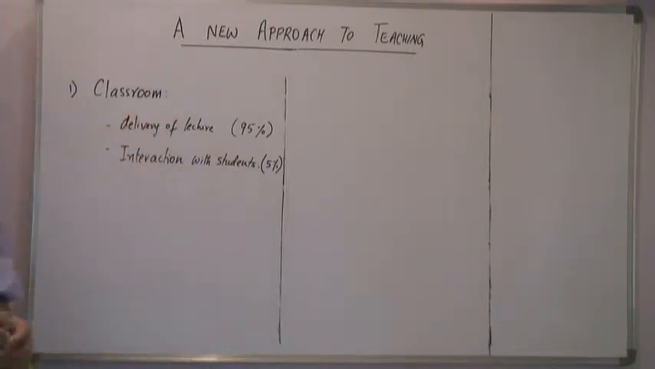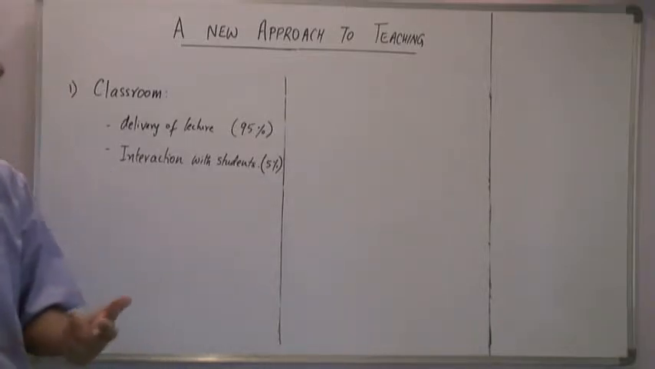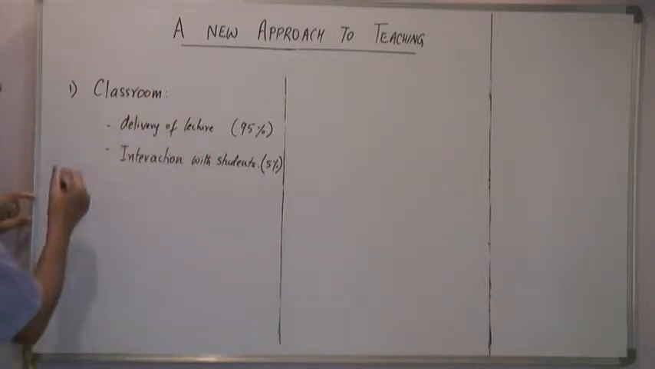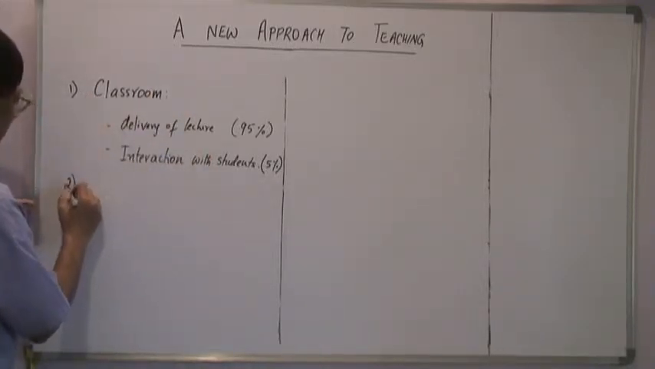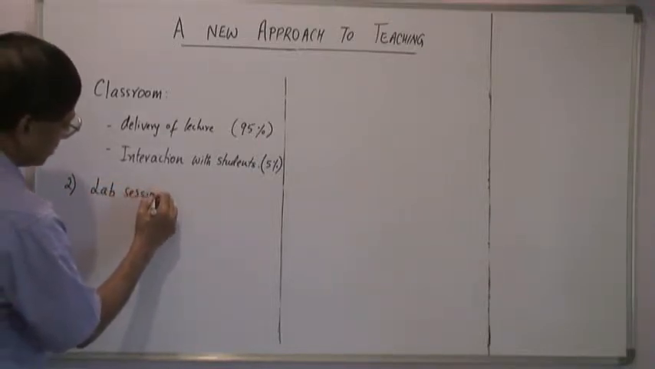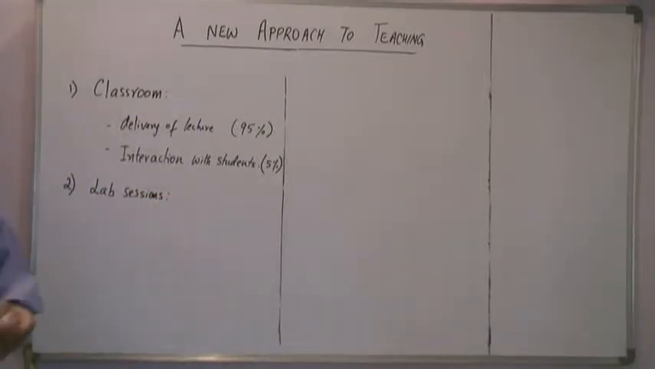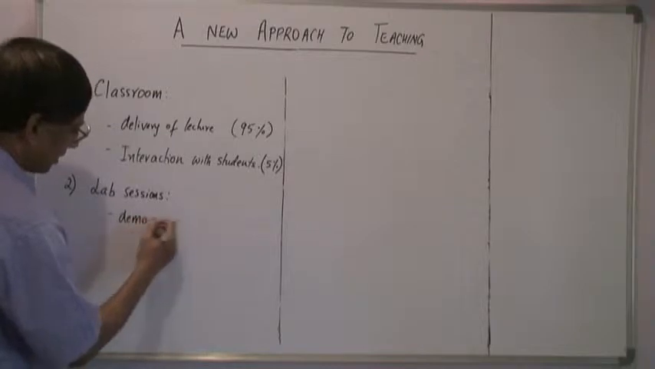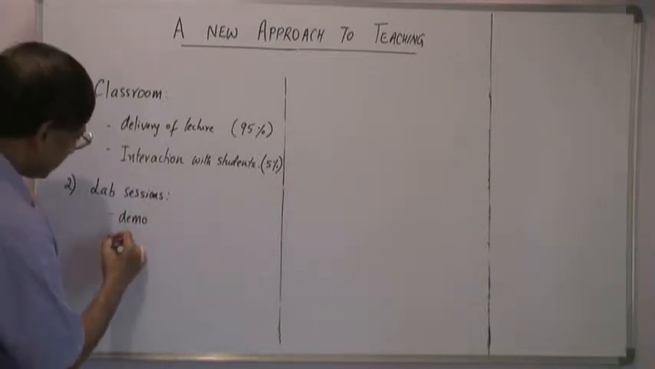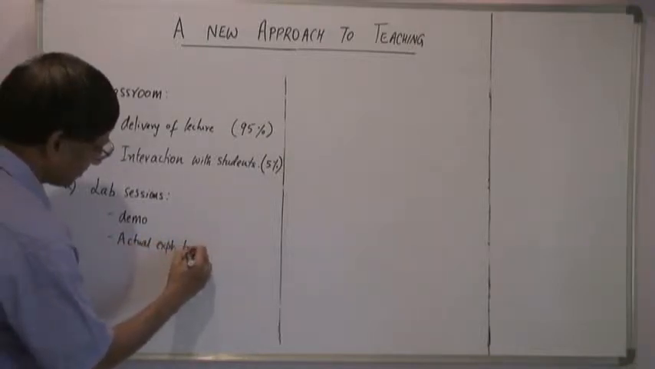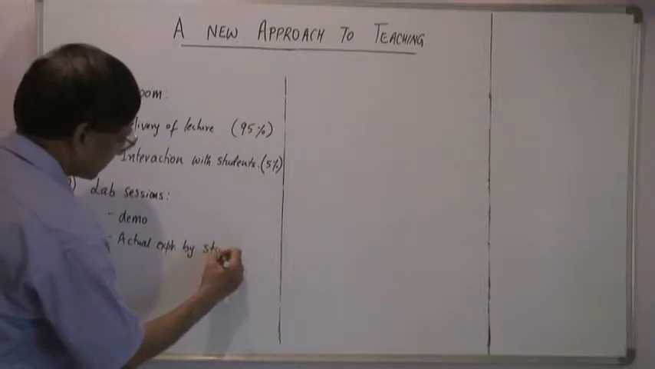Note that in this case I am eliminating the time that goes as noise, which I am ignoring for the time being. So we have the classroom environment and then we have the lab sessions. The lab sessions may not be meaningful for all the subjects, but still I need to consider that. In this case what happens is there is a demo by the lecturer and then the actual experiments conducted by the students. Experiment by students.